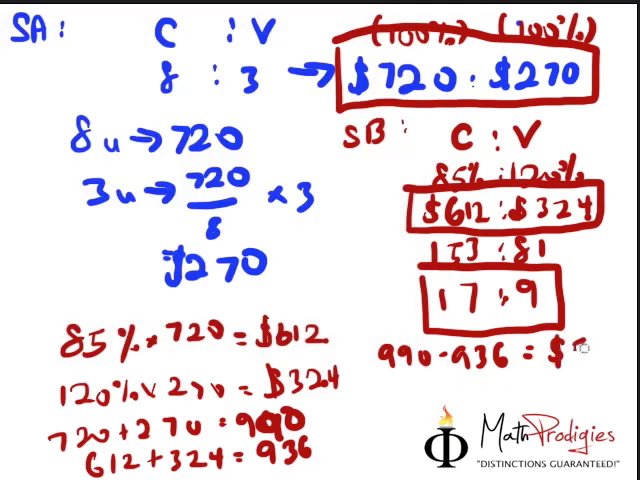$54. Therefore, if he buys it from shop B, it's cheaper. He saved $54. In other words, he gained $54. If you get that question right, high five to you, because you are a math prodigy.